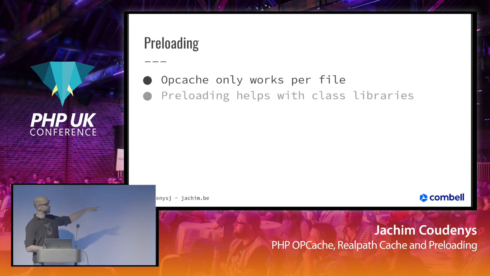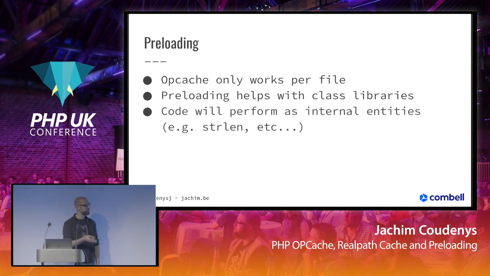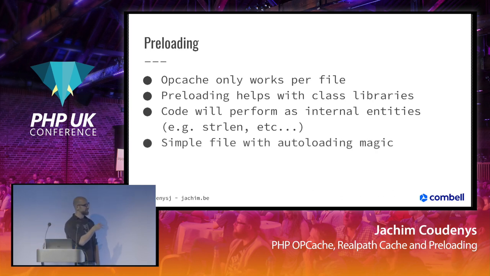So what preloading does, it helps with all those class libraries. It helps with all the opcaches, opcodes that are already being generated, and then stores them in a specific way that we don't have any overhead. And what this basically does is, your own code will be as performant as the native PHP functions, because it was stored into memory before accepting any requests, and it does that by a simple file with some loading magic.